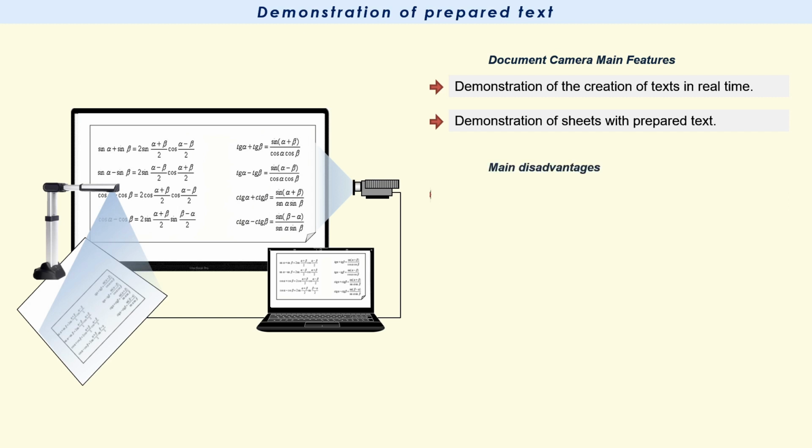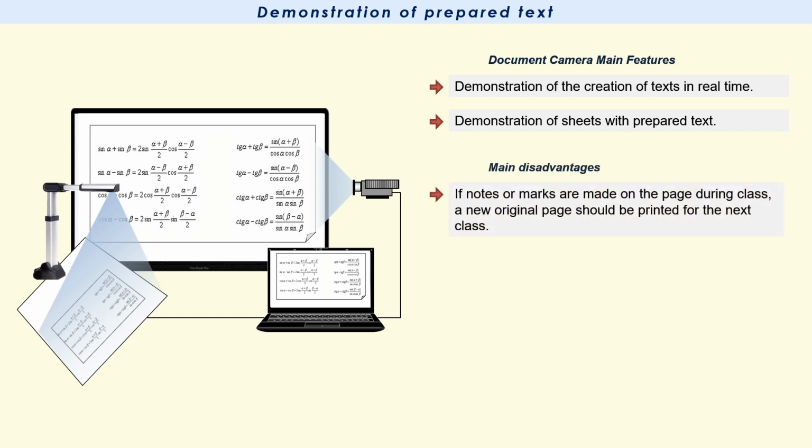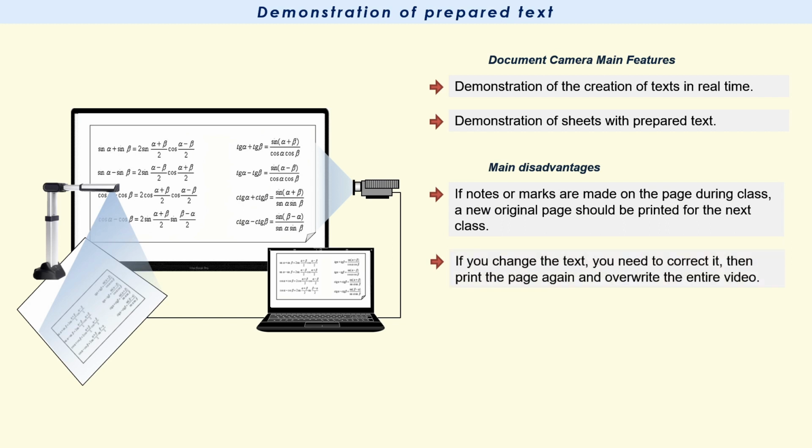Major disadvantages. If additional notes are made on this page in class, a new original page should be printed before the next class. If you need to change some of the material, you need to correct the text, diagrams and graphics on the page, then print it again and overwrite the entire video.